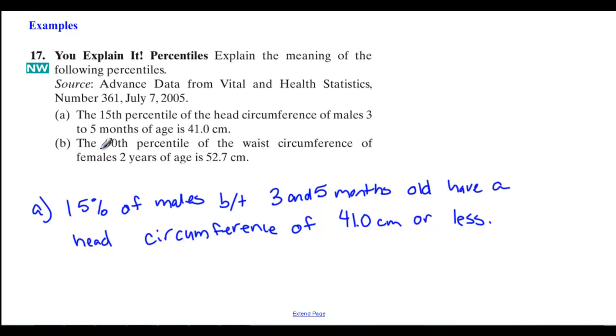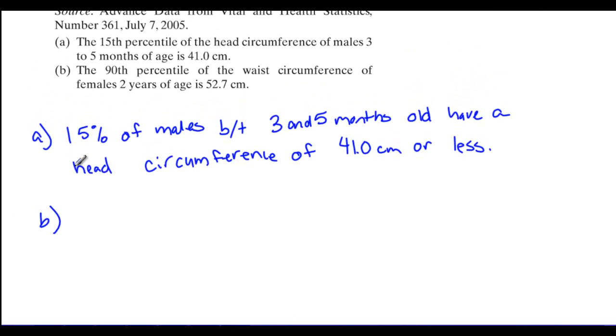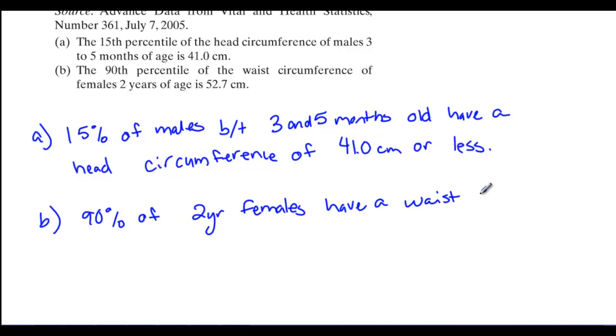And then for B, the 90th percentile of the waist circumference of females 2 years of age is 52.7 centimeters. So for B, we know that 90% of 2-year-old females have a waist circumference of 52.7 centimeters or less.